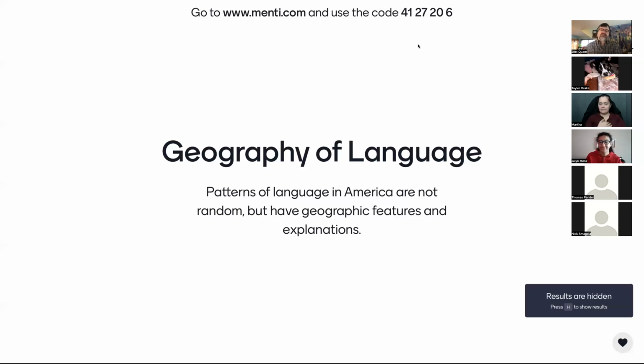All right, I'm going to have 3 things everybody should know about America, and here's number 1. Patterns of language in America are not random, but have geographic features and explanations. So I'm going to look at language in America today, and you'll recall we looked at language in Australia as well. Today, most of it will be looking at place names. But let's take a look at a few other elements of geography of language first.